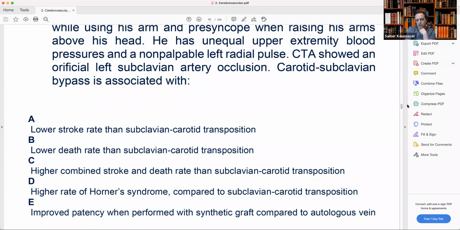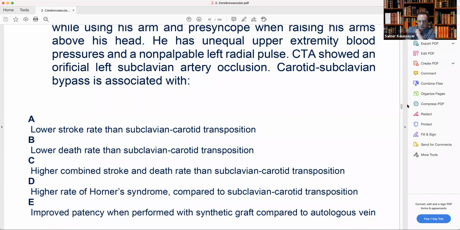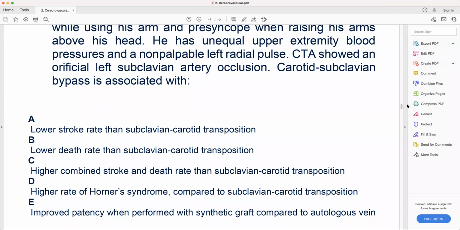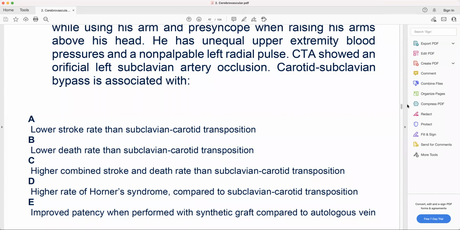Horner syndrome happens from injury to what? T1, the sympathetic chain, right? Which one do you need to dissect more, the transposition or the bypass? Transposition, right? So really, transposition has a higher rate, not the opposite. So this is wrong.